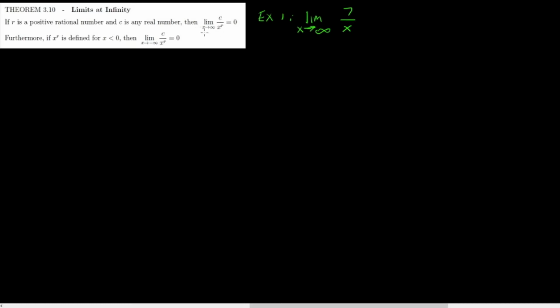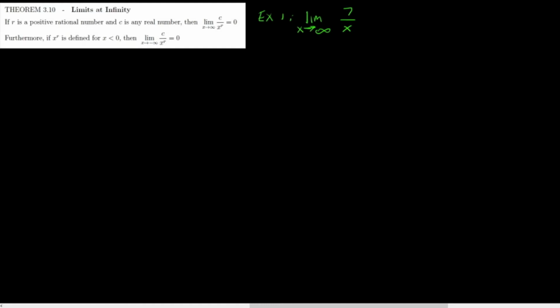Well, in one sense, you can just apply the theorem, but let's see if we can understand what we're doing here. Remember what it means as x is going to infinity. x is getting bigger and bigger and bigger. So the question is, what's happening with 7 over x, 7 divided by x? And maybe I shouldn't have picked 7, but that'll work here.